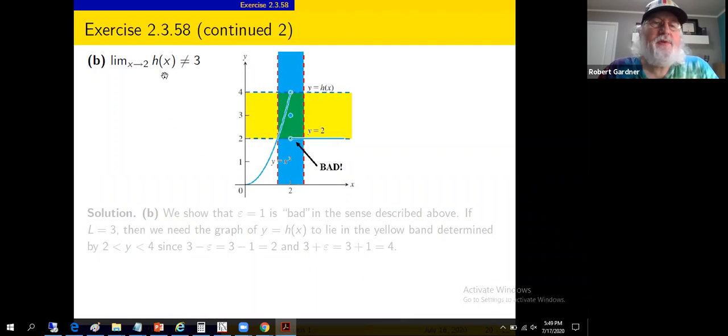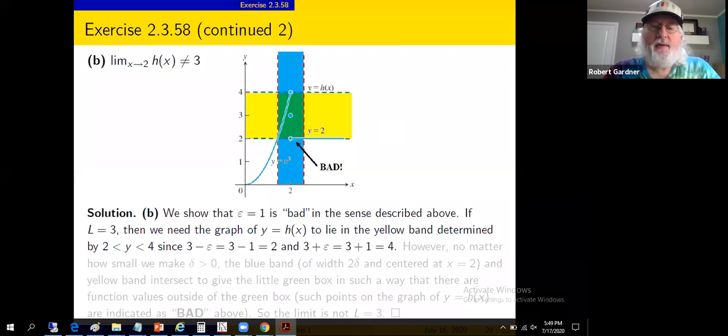How about the limit as x approaches 2 of h of x is not equal to 3? Okay, now we'll take a horizontal band centered at 3. Let's try epsilon equals 1 again. No matter how small you make delta, we still have a problem, and it occurs on the boundary of the yellow band. So here we're considering L equals 3, epsilon equals 1, I said. So we'll go 1 unit up and 1 unit down. This time we go from 2 to 4. We're centering it on 3.